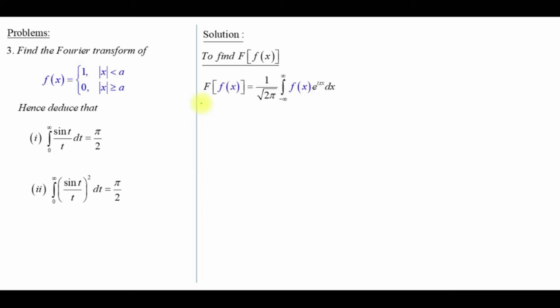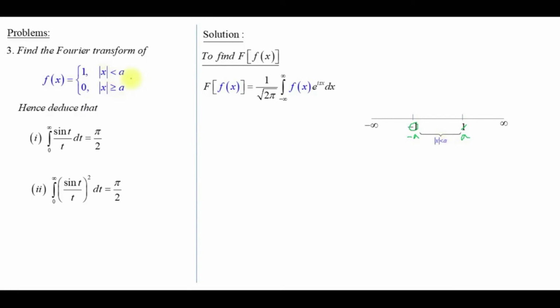What is the formula for the Fourier transform of f of x? 1 divided by square root of 2 pi, integration from minus infinity to plus infinity of f of x e power isx dx. The limit minus infinity to plus infinity is actually split into 3 parts: minus infinity to minus a, minus a to plus a, and plus a to infinity. Minus a to plus a is called mod x less than a.